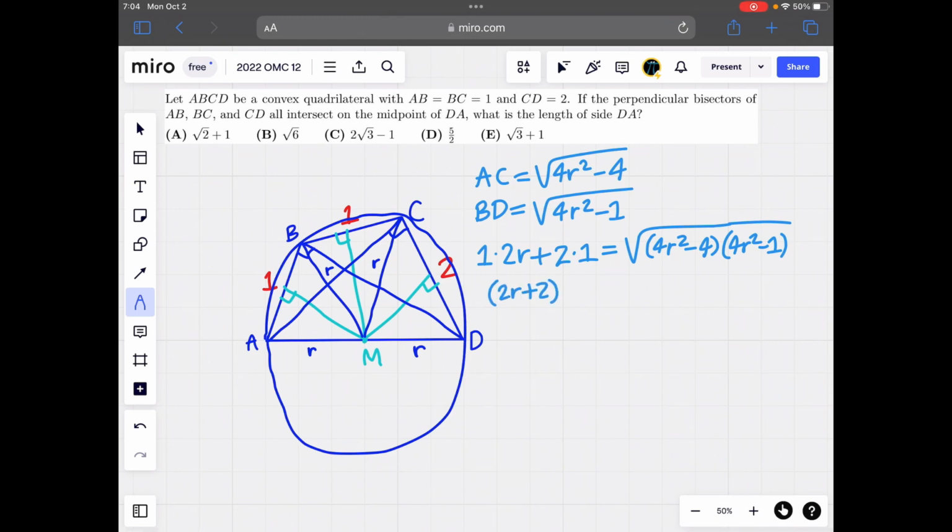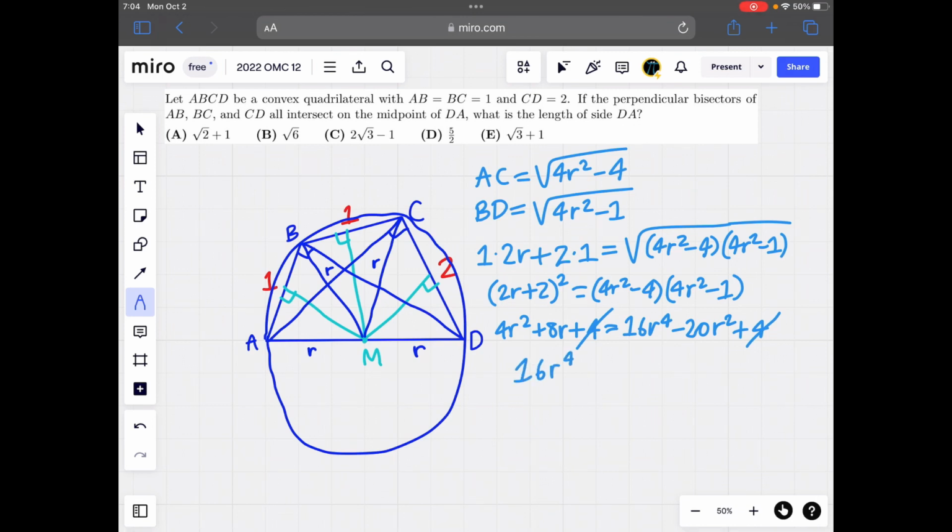We get (2r plus 2) squared equals (4r squared minus 4) times (4r squared minus 1). So 4r squared plus 8r plus 4 equals 16r to the 4th minus 20r squared plus 4. Now we can cancel the 4's. So we have 16r to the 4th minus 20r squared equals 4r squared plus 8r.